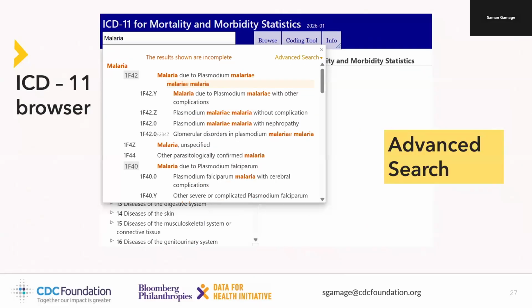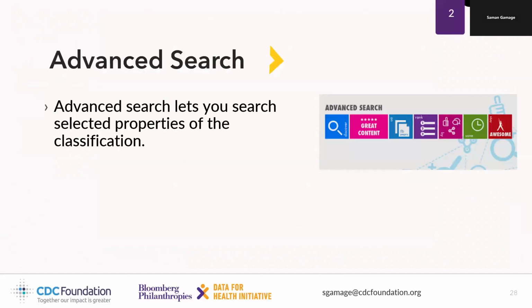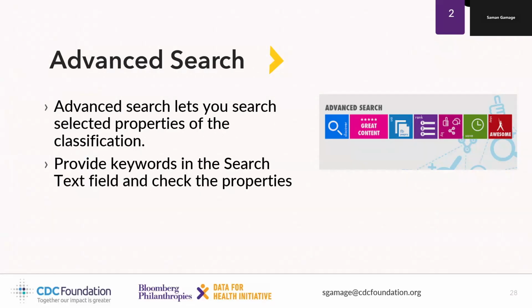And I mentioned to you about advanced search. So how do you access advanced search? How do you use the advanced search option? As you all can see here, there is a button for advanced search. Just click on this button and the advanced search will start. Advanced search lets you search selected properties of the classification. Provide keywords in the search text field and check the properties.